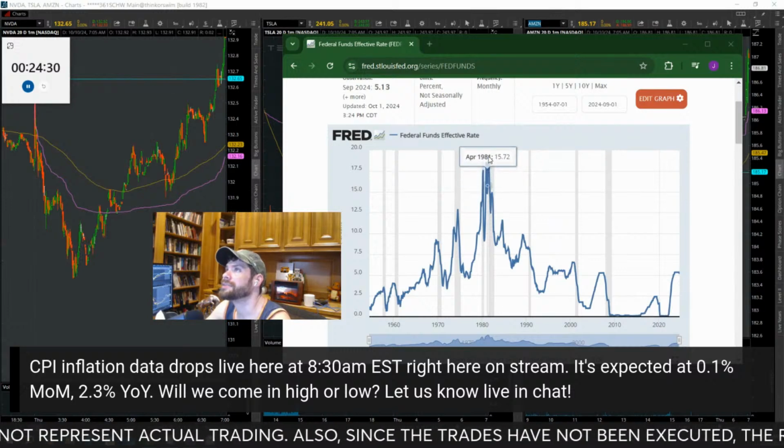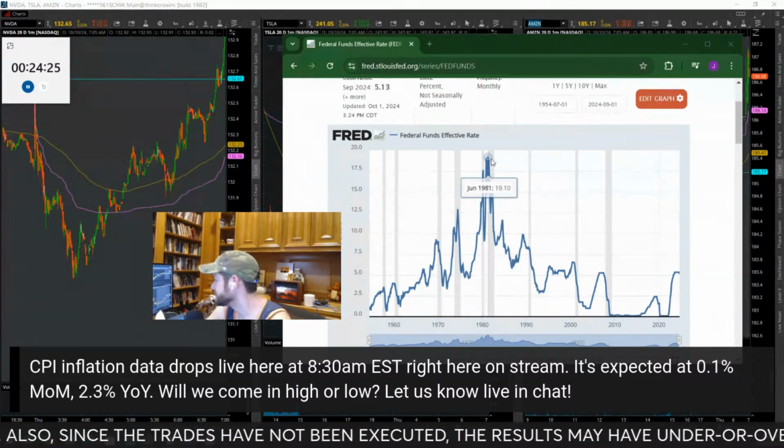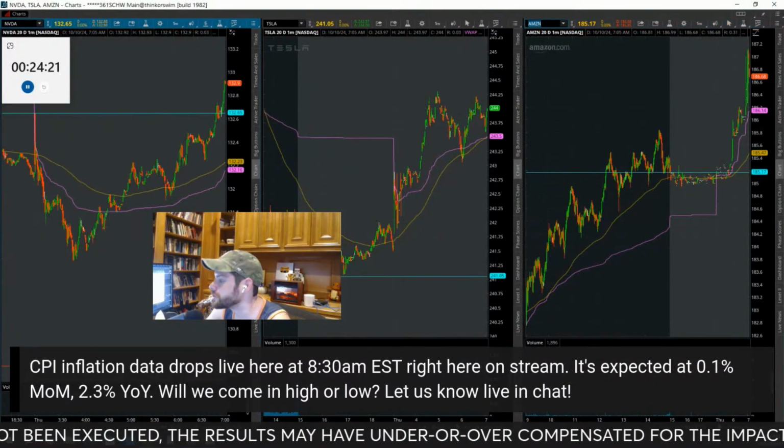But yeah, look at the 80s. 1981, 19%. Federal funds rate, 19%. Look at NVIDIA spike though, guys. NVIDIA up to 133.